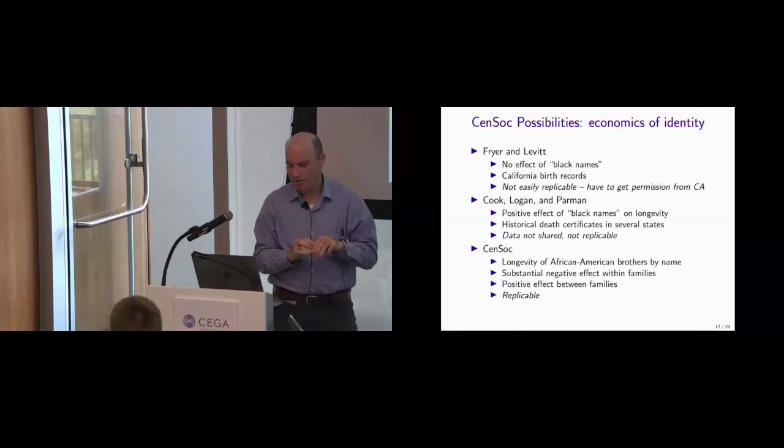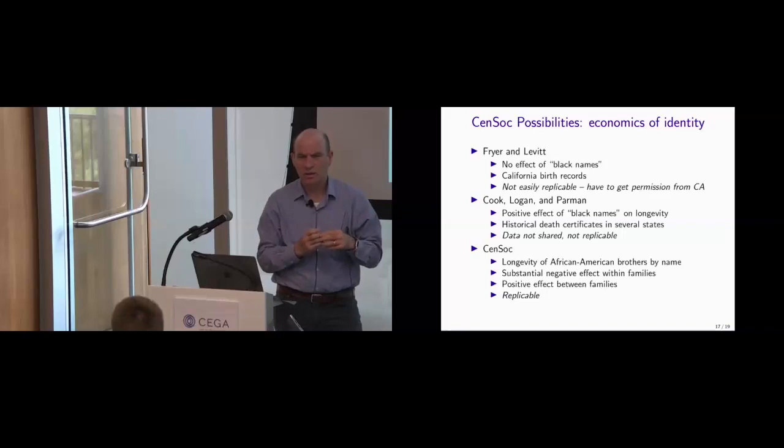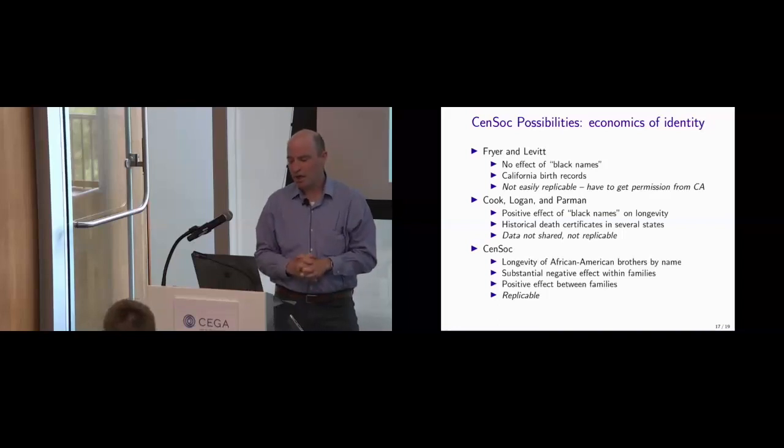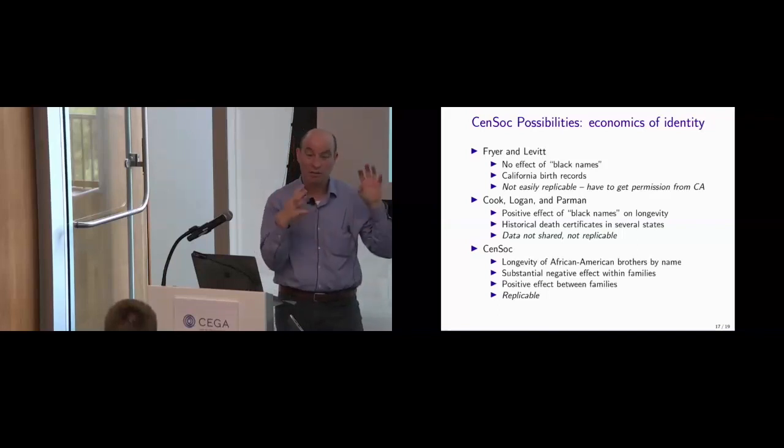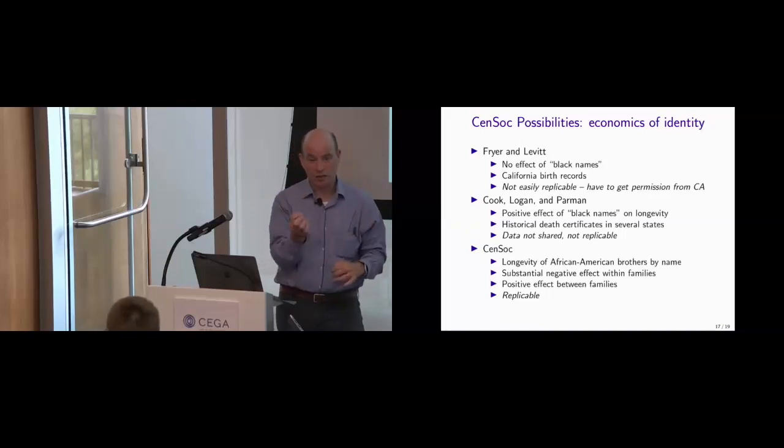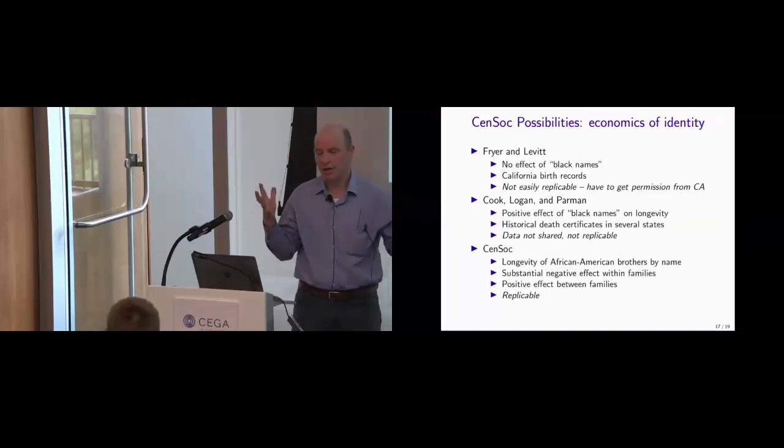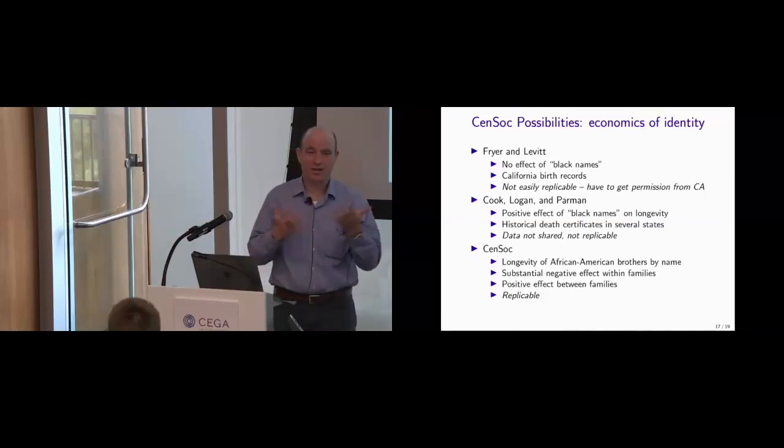There's an opposite paper by Lisa Cook, still head of the council? No. Okay, and now at the Fed. Oh, okay. Berkeley graduate Trevon Logan, and I'm not sure who John Parman is, but they did historical data. They got a lot of death certificates from four or five states, and then they found people with distinctively Black names actually were dying at older ages. Unfortunately, it's data they've never shared. It's not replicable.